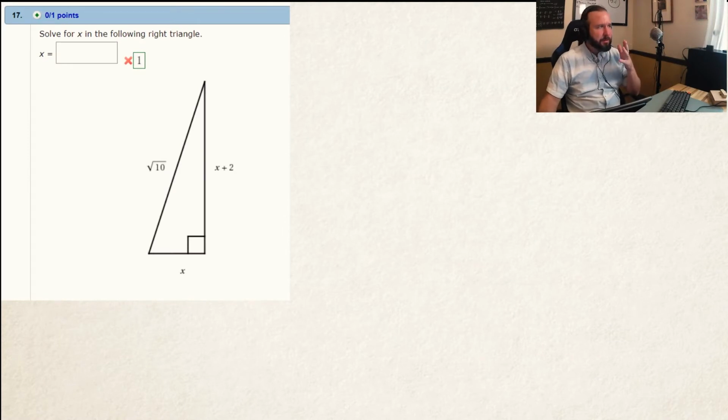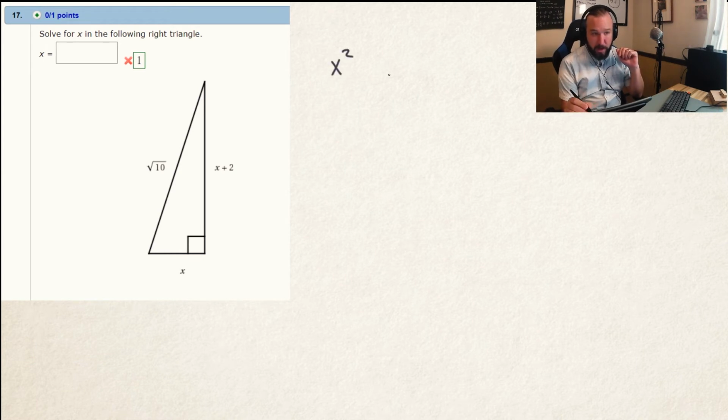Problems 15, 16, 17 are all Pythagorean Theorem problems. I think 17 is the hardest, so I'm going to solve that. We've got this right triangle. You see this gives a little 90-degree angle down there in the corner, and we're asked to figure out what x is. So I'm just going to plug everything into the Pythagorean theorem.